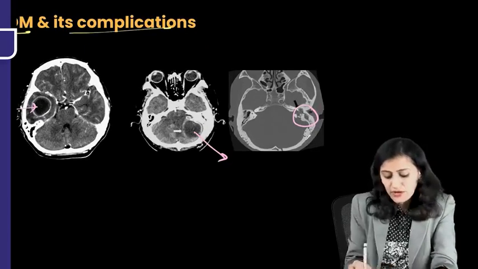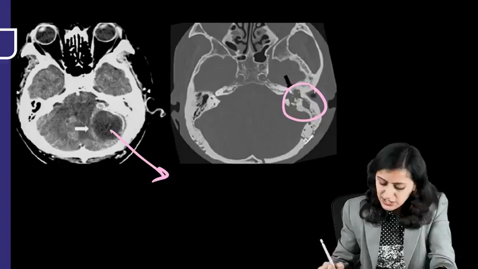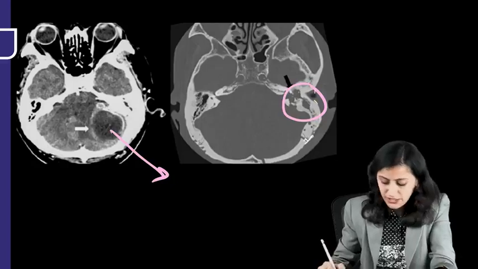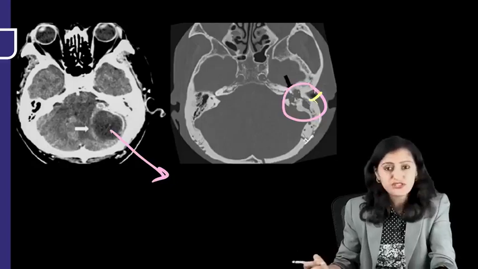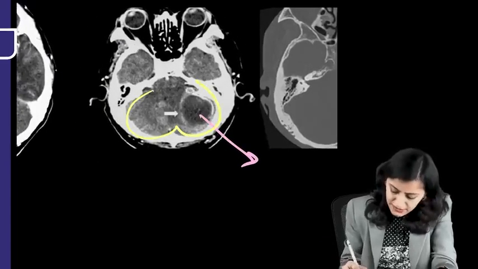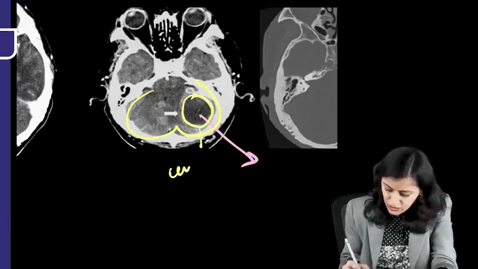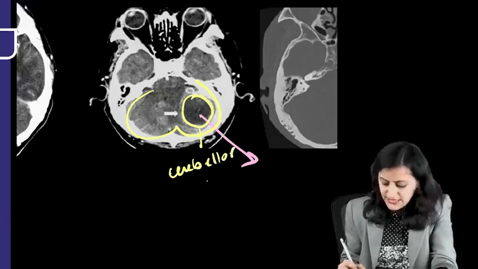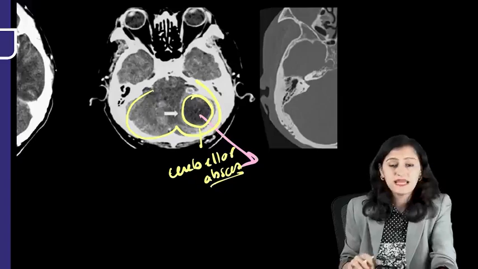Now going to CSOM and its complications. So look at this image here. You see that the mastoid bone here is sclerosed. There is destruction. And look at this. What do we see is, this is the cerebellum. There is a ring enhancing lesion. So the complication that has occurred here is cerebellar abscess, right?